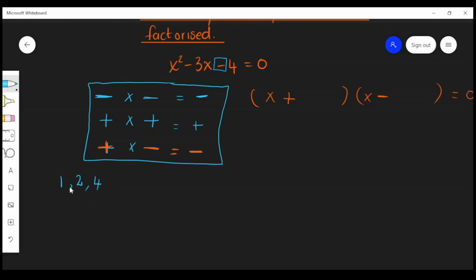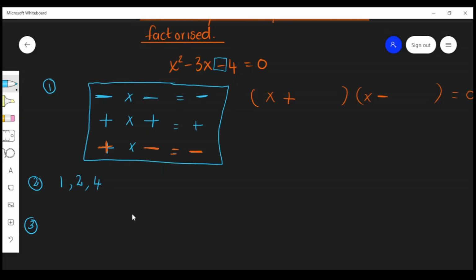So those are our factors, right? So this is the first step. This is the second step, finding the factors. And number 3, the third step is that we need to find a combination of these factors that will help us factorize this quadratic equation.